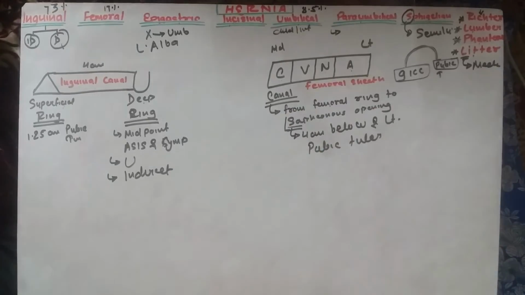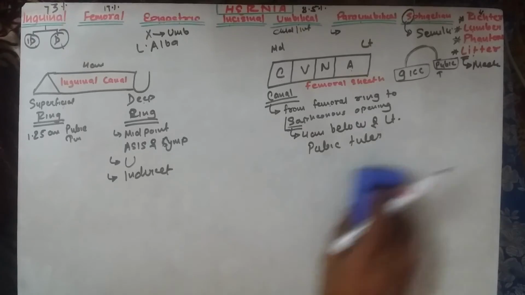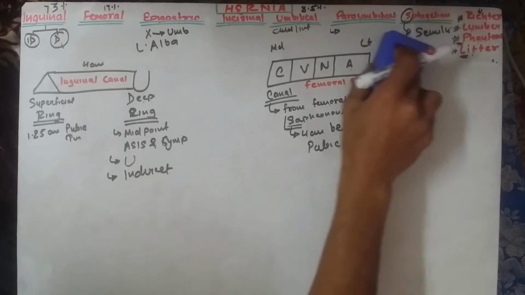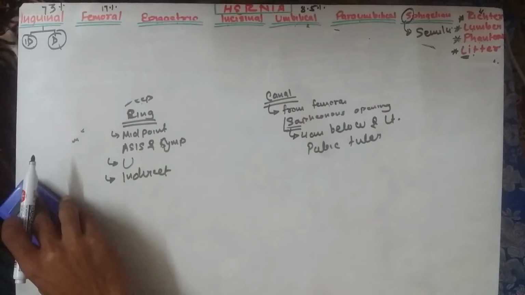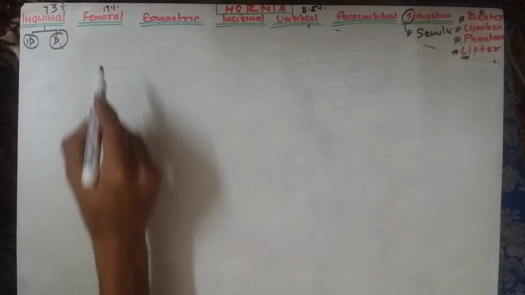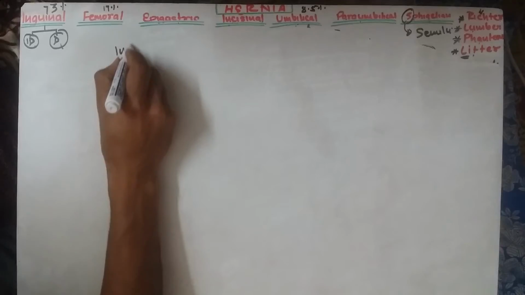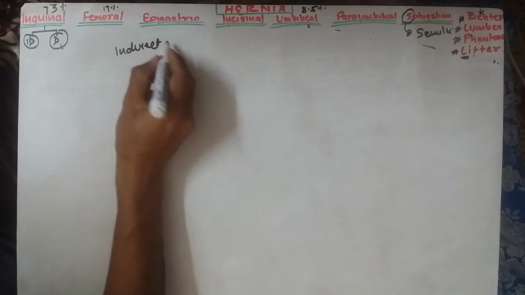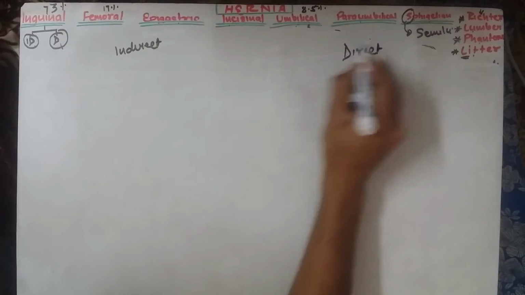Now we will start inguinal hernia. Inguinal hernia is divided into two types, that is direct and indirect. Among these, which do you think is more common? That is the indirect type of inguinal hernia. So first of all we will correlate both types of hernia, starting from the indirect type, and the opposite will be applicable for direct.